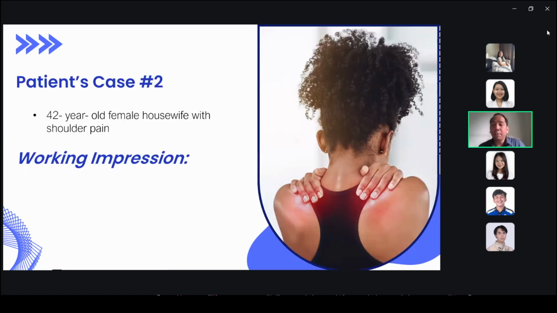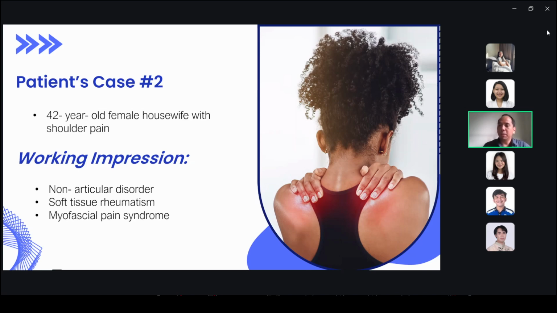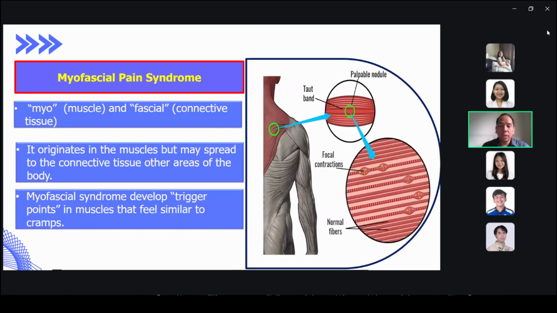So for our second patient, a 42-year-old female housewife with shoulder pain. What is our diagnosis? So I think the answer ni Erica kanina. So that is non-articular disorder, a soft tissue rheumatism, and a myofascial pain syndrome. So what is myofascial pain syndrome? Comes from the word myo, muscle, and fascial, connective tissue. It originates in the muscles but may spread to the connective tissue or other areas of the body. Myofascial syndrome develops trigger points in muscle that feel similar to cramps.